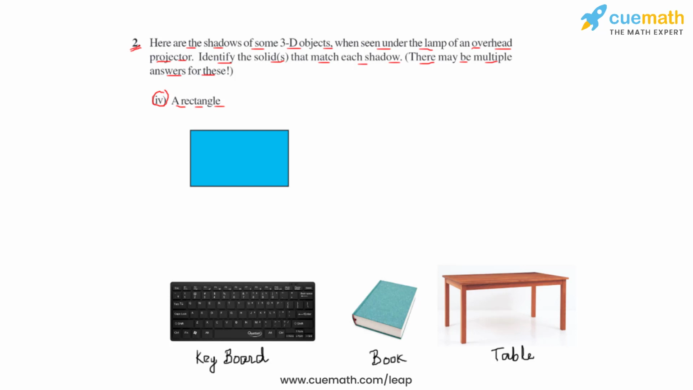So basically these are the objects for these respective shadows. We definitely can have more than these answers. We can have multiple answers, and this is how we are going to answer the second question of this exercise.